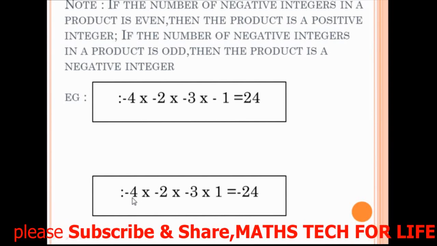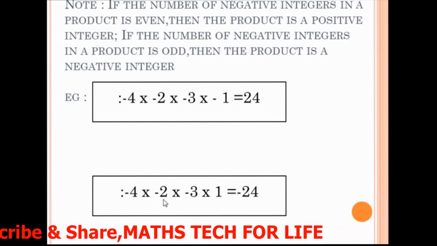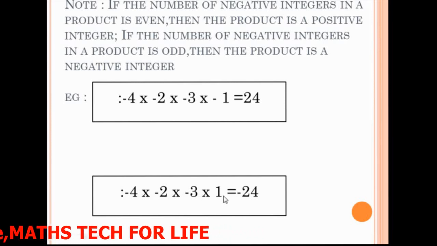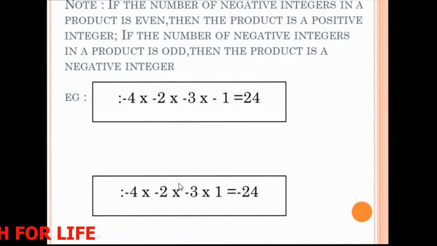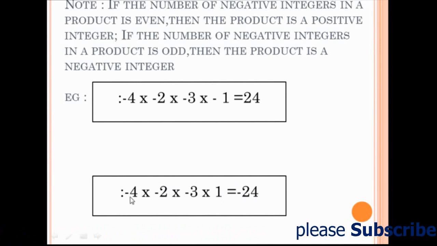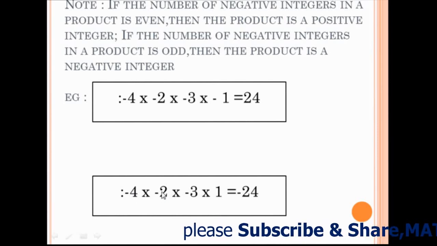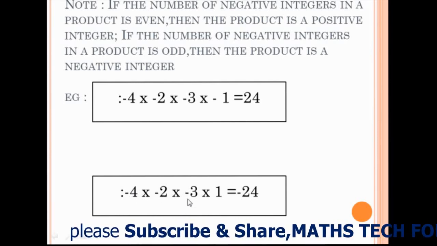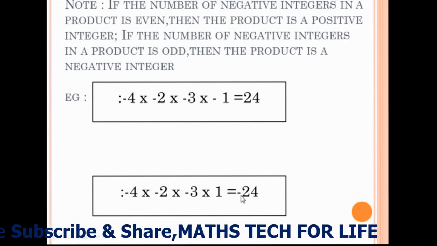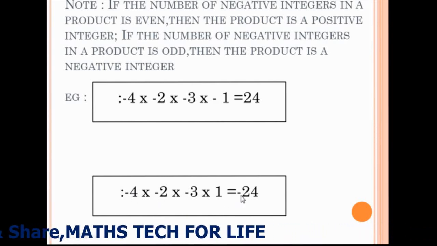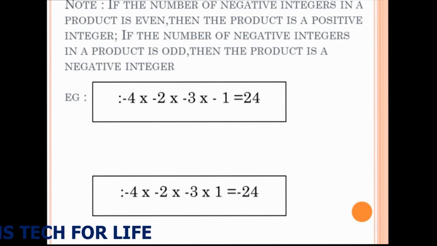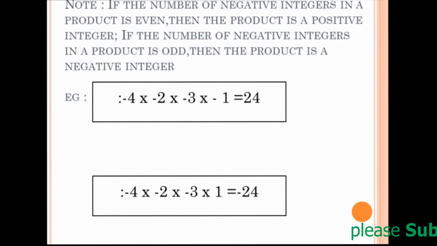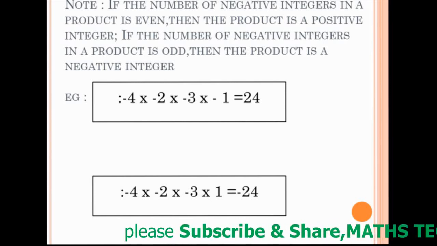Now go to the next example. Negative 4 multiplied by negative 2 multiplied by negative 3 multiplied by 1. The same numbers, 4 multiplied by 2 multiplied by 3 multiplied by 1, you will get 24. Now count the number of negative integers. This is 1, 2, 3. 3 is an odd number. So odd number means you will take the negative sign for the product. I think everybody gets a clear idea about this. This will help you to find the product very fast.